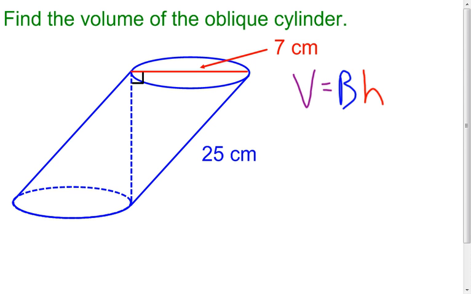Well, I look at this, and my base is a circle again. I know the diameter is 7, therefore if I take that 7 and I cut it in half, I'm going to get the 3.5. So I know my radius is 3.5. I can take that, put that in. So I'm going to have pi times 3.5 squared. But then I need to know the height of my cylinder, and that height is right here.